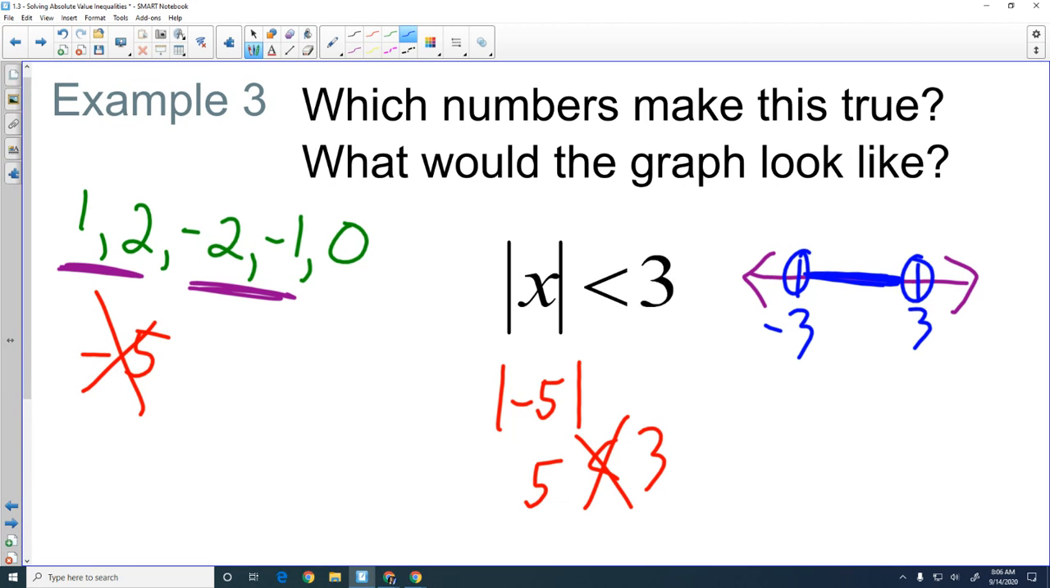So this is obviously the more simplistic version of the absolute value inequality, and we'll just do a little bit more with a few more steps. But this is the main idea of it, graphing these absolute value inequalities.